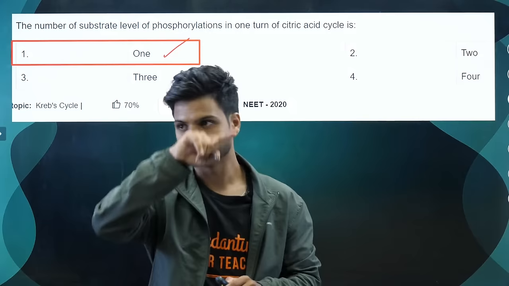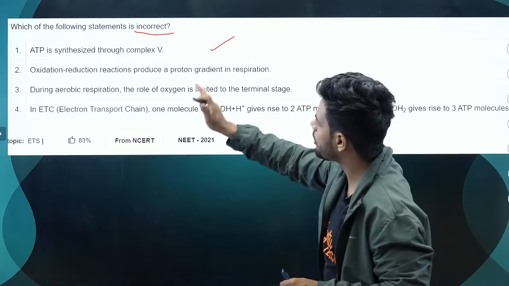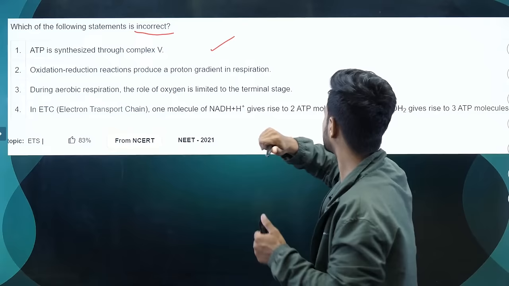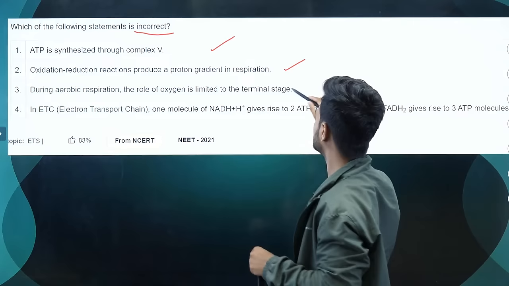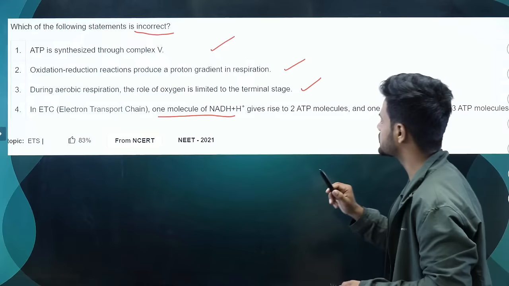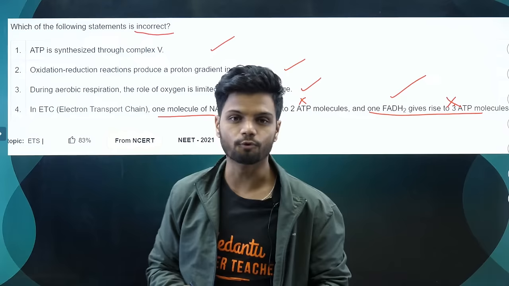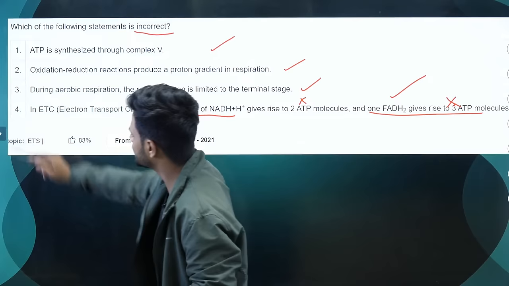Next question. Which of the following statements is incorrect? ATP synthesis through complex 5, correct. Oxidation reduction reaction produces a proton gradient in respiration, correct. During aerobic respiration, the role of oxygen is limited to the terminal stage. Yes, the final electron acceptor is oxygen, correct. In the electron transport chain, one molecule of NADH2 gives 2 ATP. No, it gives 3 ATP. FADH gives 3 ATP. No, it gives 2 ATP. So the incorrect option is option number 4. Clear? Option number 4 is the incorrect option here.